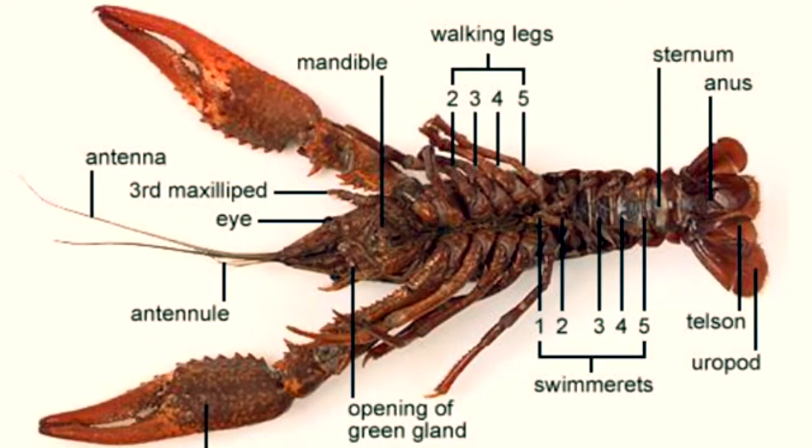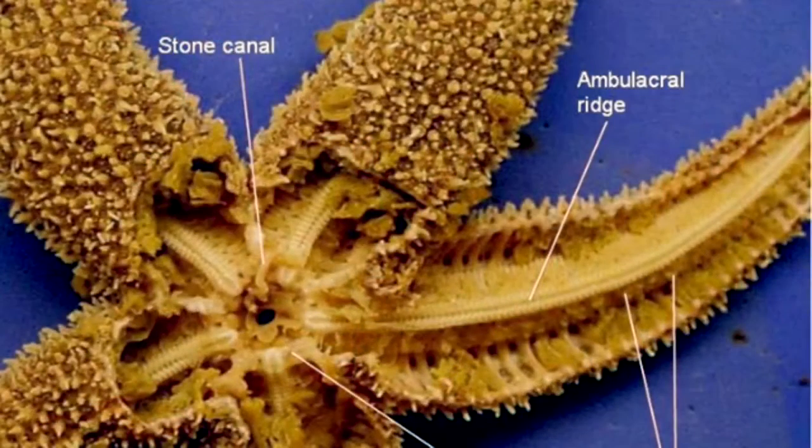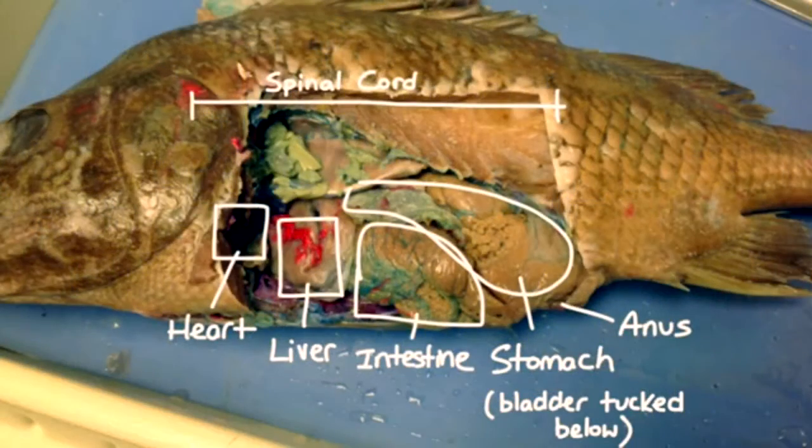We also dissected crayfish just like this one. And we dissected a starfish. This one was my favorite. And we dissected a perch, which is a small fish.